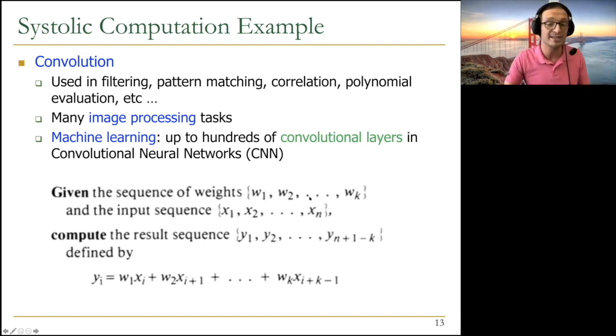Given the sequence of weights, weight 1 through weight k, and the input sequence x1 through xn, basically, you can read it on your own. Convolution is the result sequence y1 through yn, defined by this computation: W1 xi plus W2 xi plus 1, dot, dot, dot, as you can see over here. So it's a mathematical definition. You're basically applying a filter of weights to an input sequence. I'm going to demonstrate this pictorially more in a little bit.